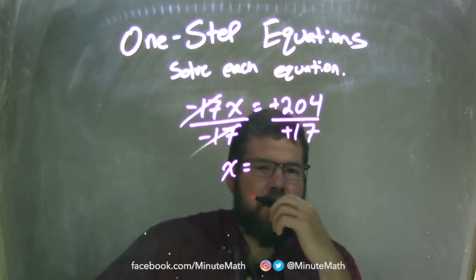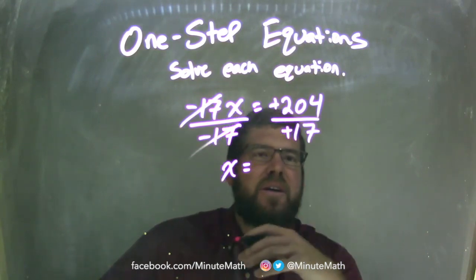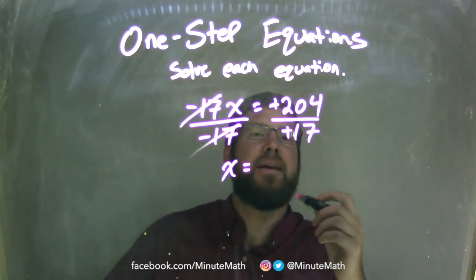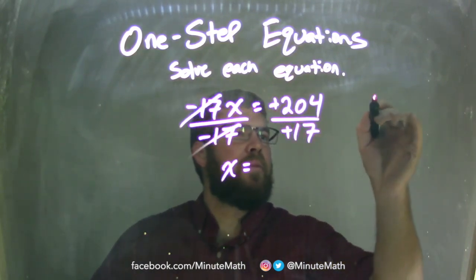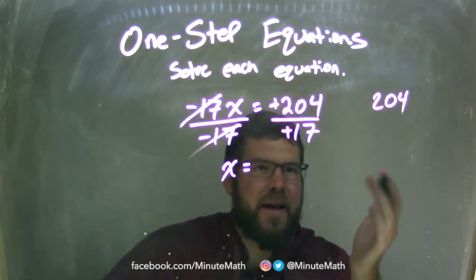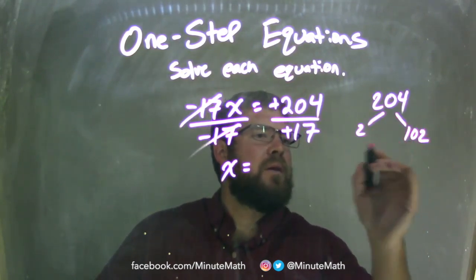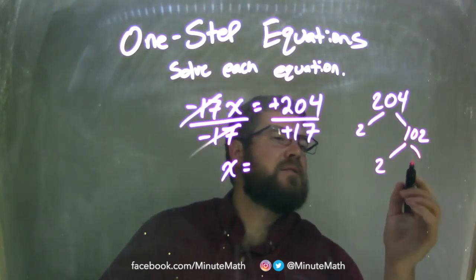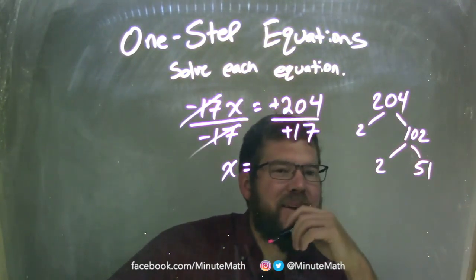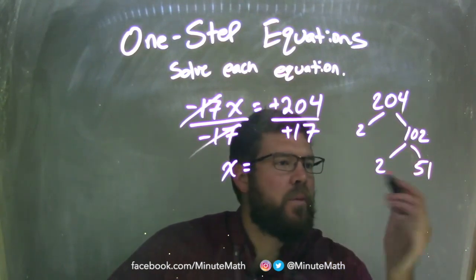Well, 204, can I break that down into something a little easier to see, like what numbers go into it? Let's break it down to see if I can get something with a 17 that might cancel out. 17 is prime, so I can't break that one down. Well, 204 is simply 2 times 102. 102 is 2 times 51. Does anything go into 51? Does 3? 3 goes into 51, right?